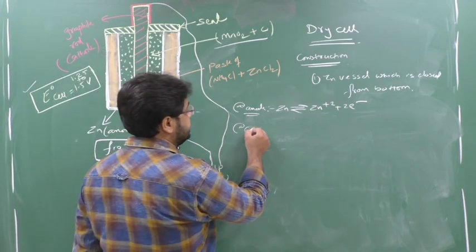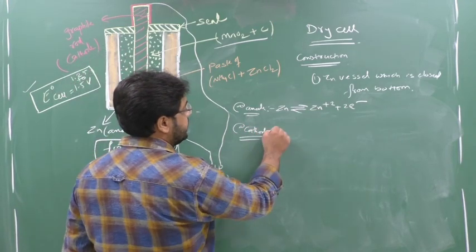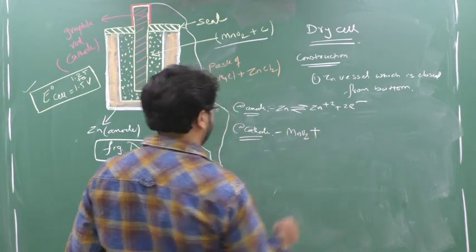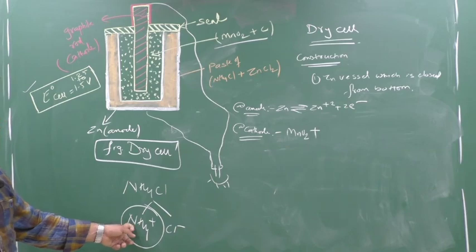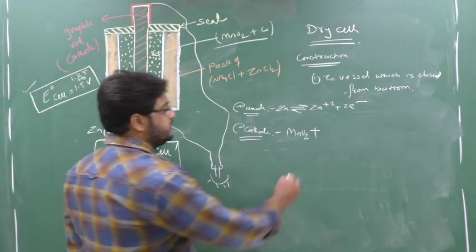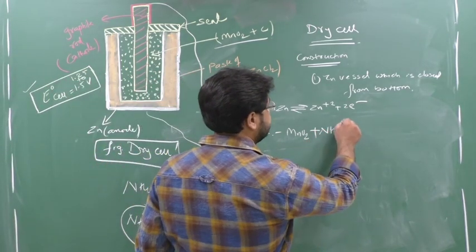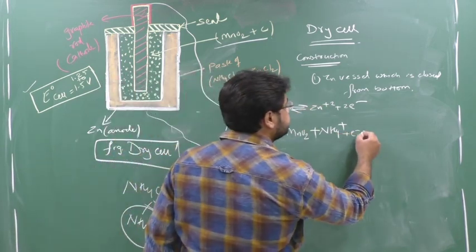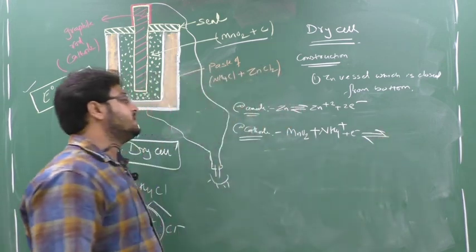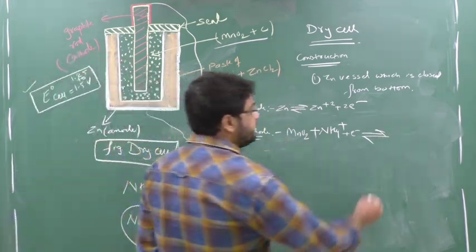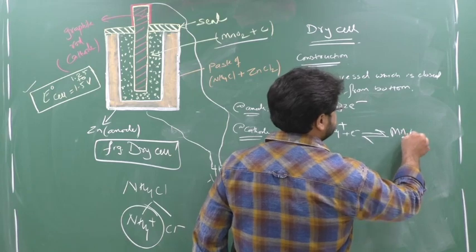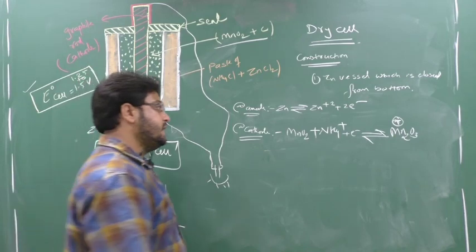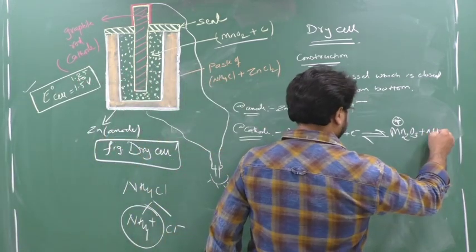So at cathode we will see. At cathode what happens? At cathode I have MnO2. Yes or no? This MnO2 will react with what? This NH4+. How did we get NH4+? From NH4Cl. So you got NH4+. Clear? And at anode electron liberation and at cathode electron gaining. Yes or no? So what reaction occurs? This MnO2 will be converted into Mn2O3. You have to remember this. Okay? MnO2 will be converted into what? Mn2O3. NH4+ will be converted into NH3.